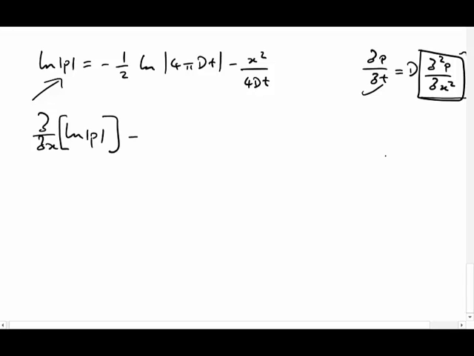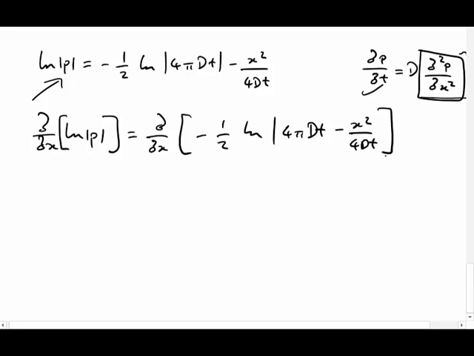Same thing as before. Equals the derivative with respect to x of minus a half natural logarithm of 4 pi dt minus x squared over 4 dt. And I'm going to have to differentiate all of that with respect to x. So let's have a look at this. If I differentiate this thing, I can use the chain rule again.